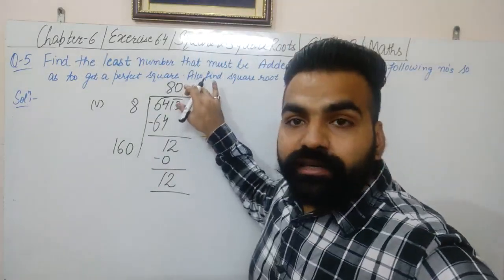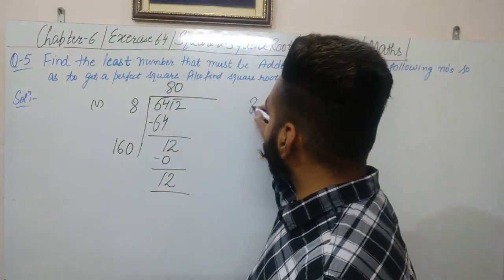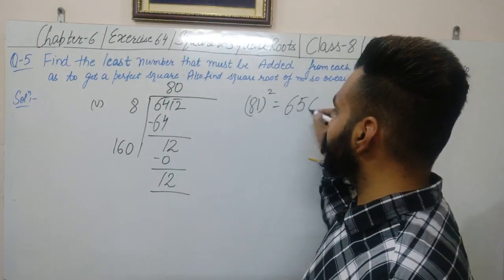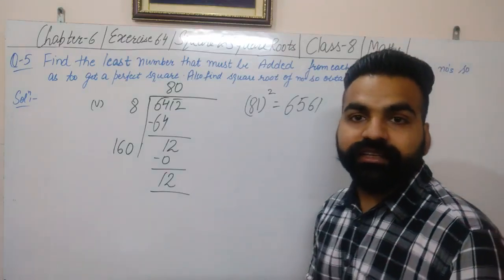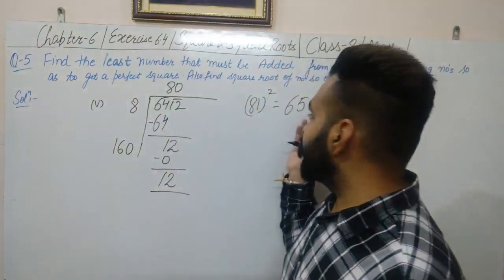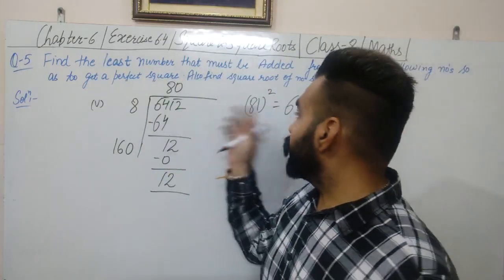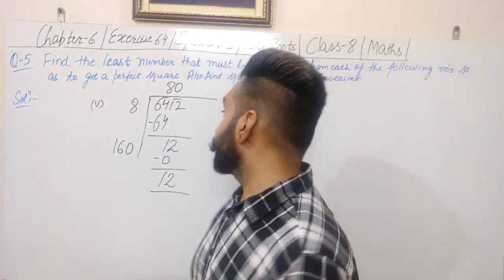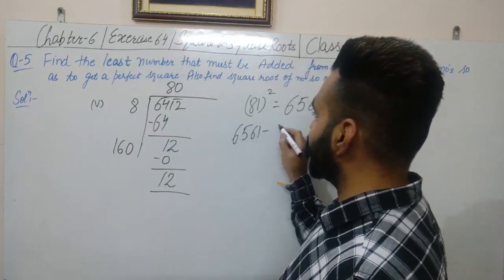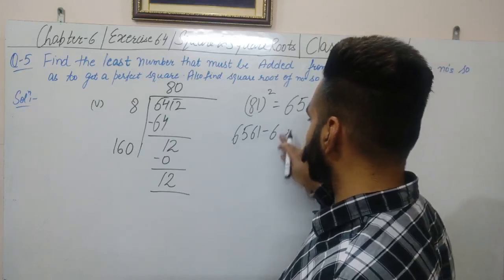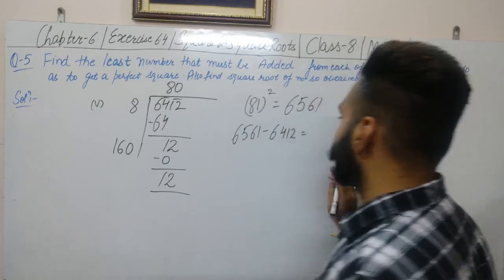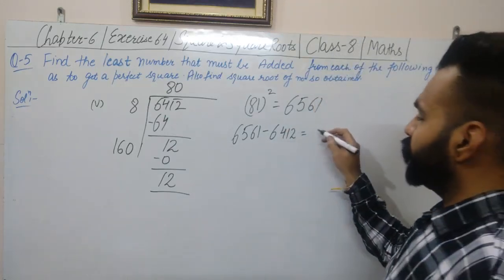So the next number to 80 is 81. So we will check 81 square. So 81 square is 6561. So now check the number which must be added to 6412 to make it a perfect square. So we can simply subtract 6412 from 6561. So 6561 minus 6412. What is the answer?